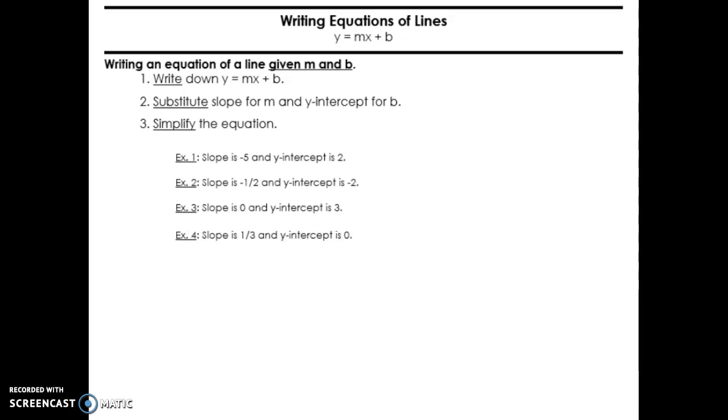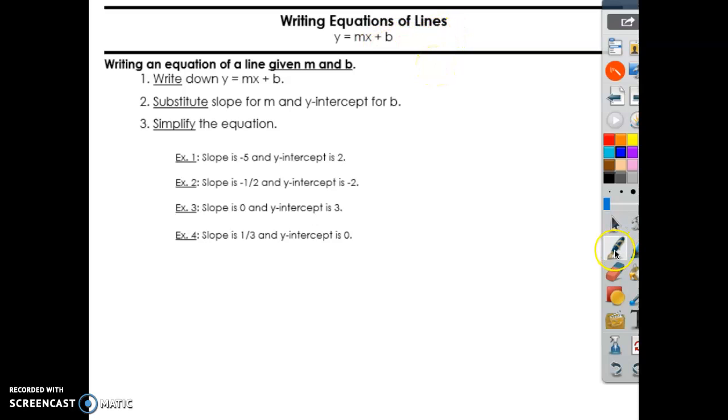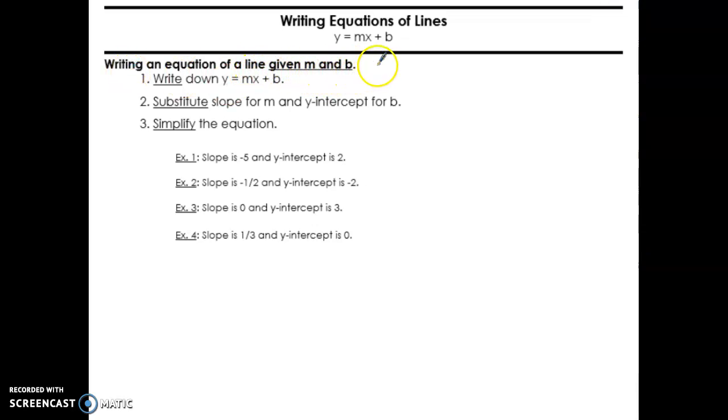Okay, so the first side says writing equations of lines. So we're right over here. Let me grab my pen. It says writing an equation of a line given m and b. So if we have this equation right here, this is our slope-intercept form equation.